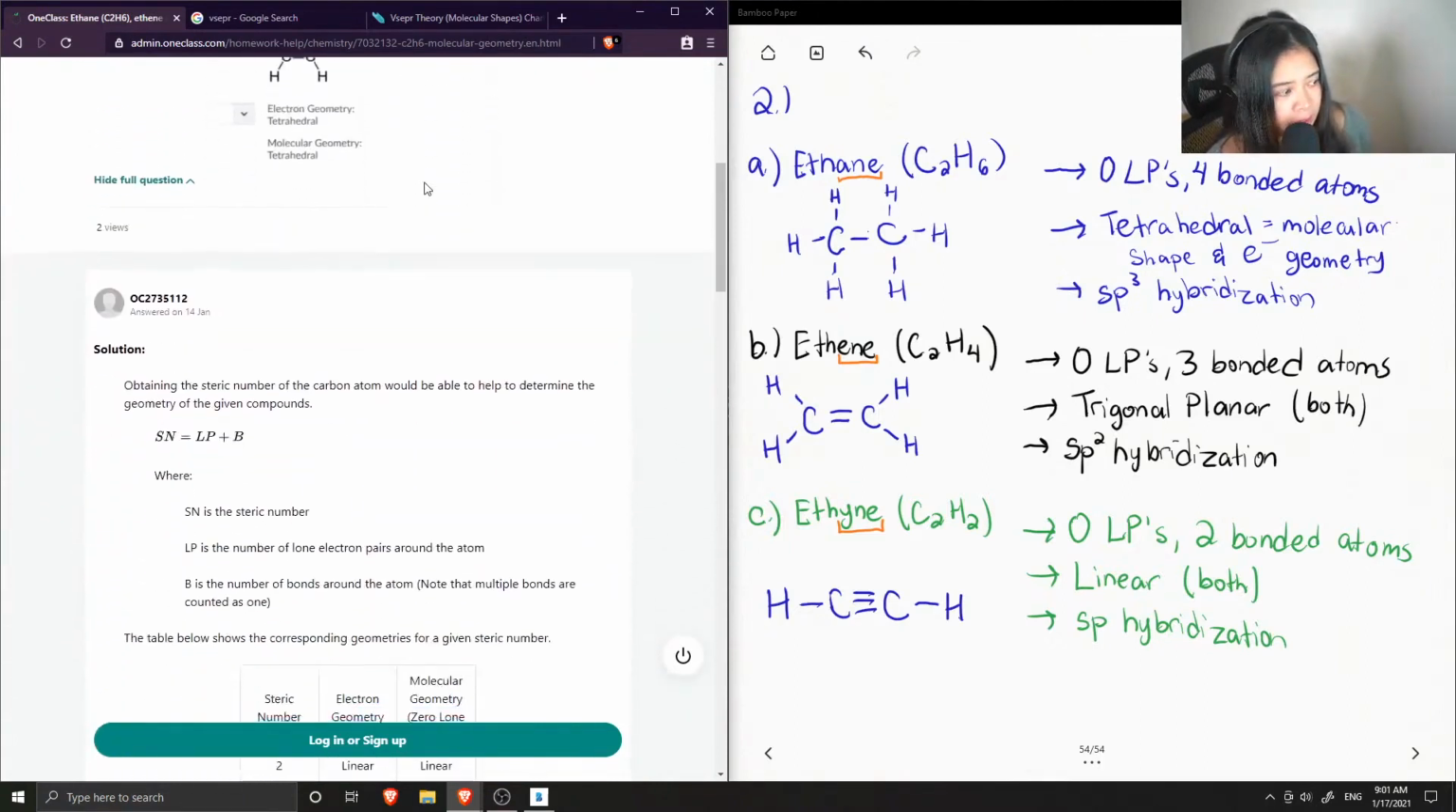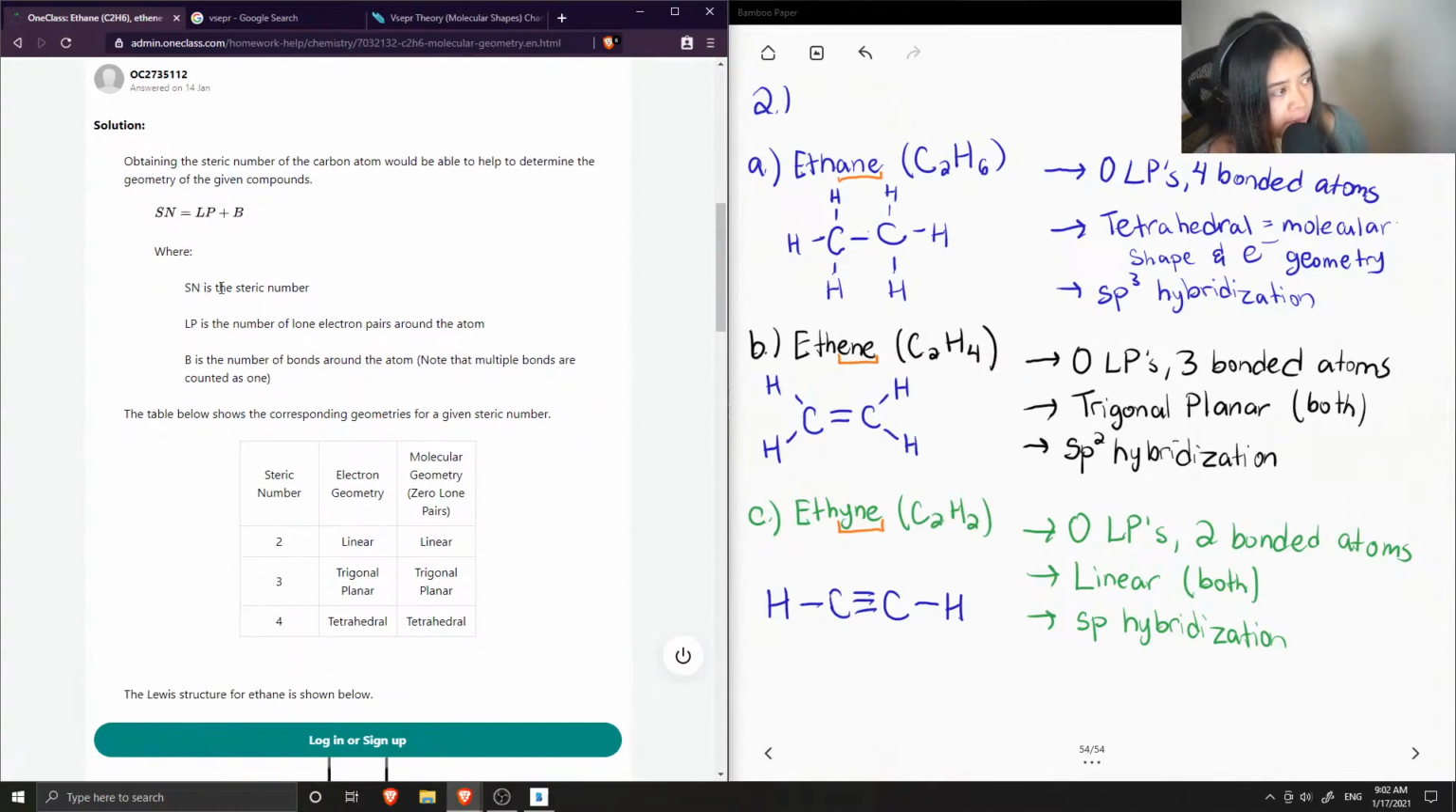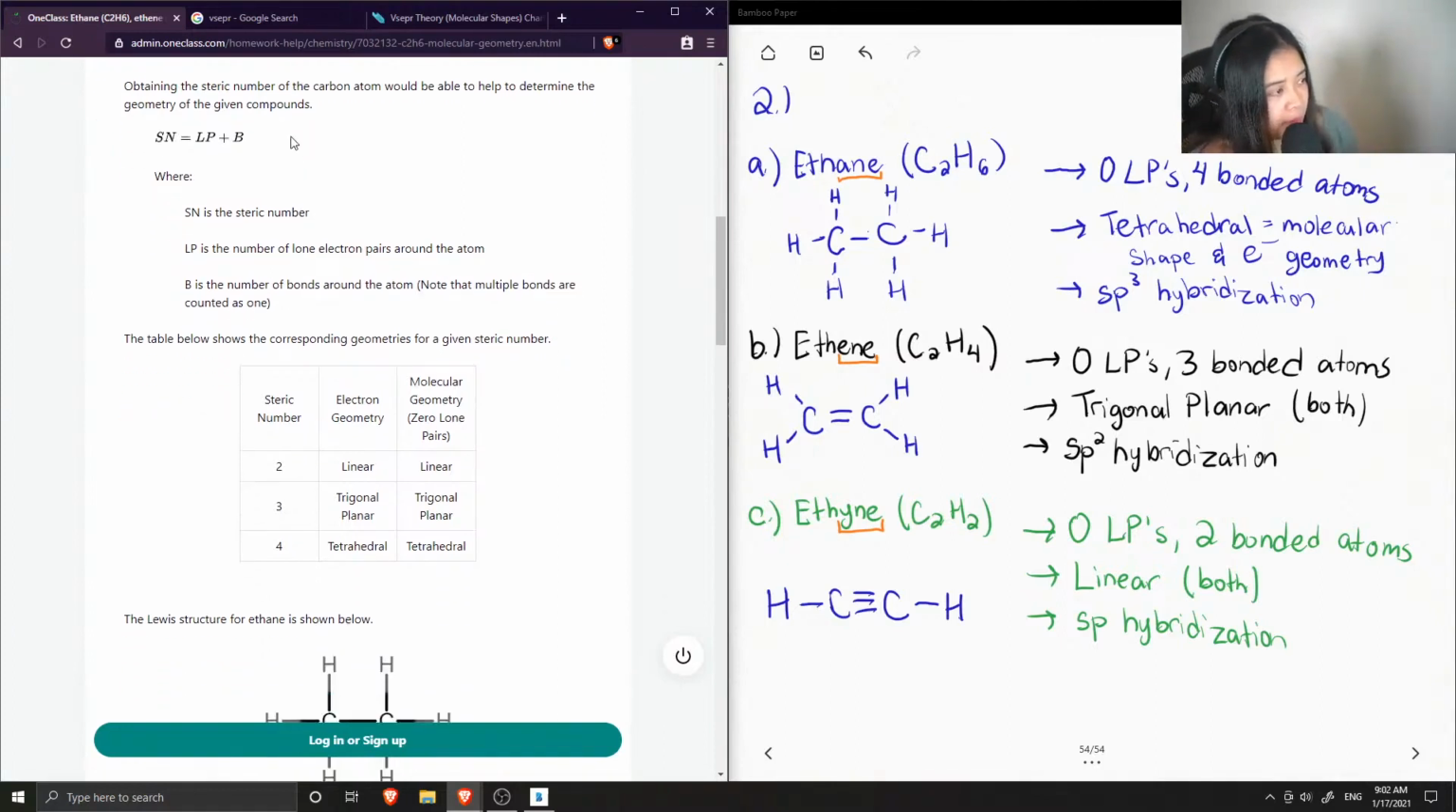Let's see what the junior tutor said. Obtaining the steric number of the carbon atom would be helpful to determine the geometry of the given compounds, where Sn is equal to the lone pairs plus the bonds around the atom. So here they define Sn as the steric number, Lp is the number of lone electron pairs around the atom, and B is the number of bonds around the atom. This is a different approach, but it's basically doing the same thing. The table below shows the corresponding geometries for a given steric number.